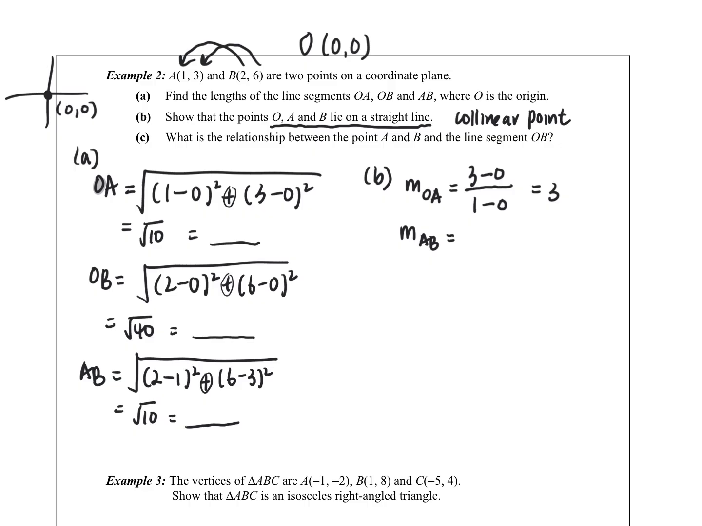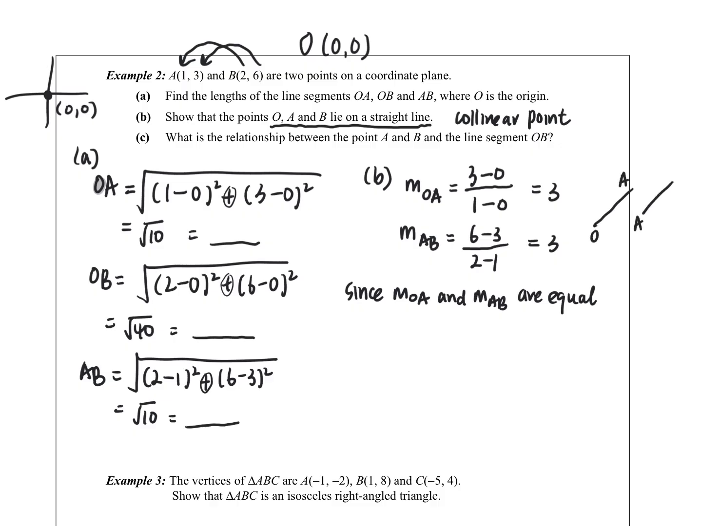So the gradient of AB is 6 minus 3 over 2 minus 1. It also gives me the same gradient. So you can tell me that since the gradient of OA and the gradient of AB are equal, when two gradients are the same, what can I conclude? They're both the same line.